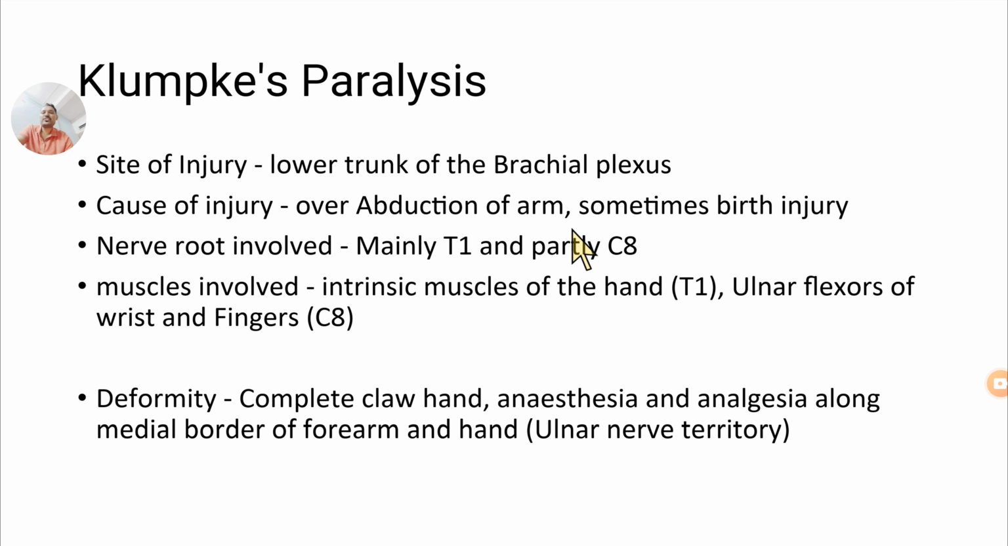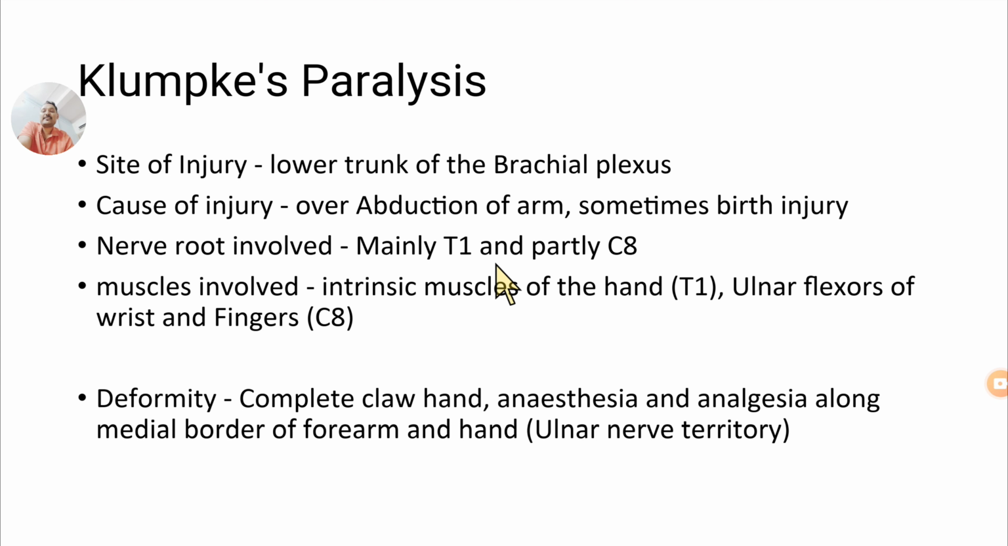So over-abduction of the arm in an adult, in cases of accident, or in a forceps delivery, this is possible, or a shoulder dystocia, I would say, where the shoulder is not coming out normally in that labor process, birth process. This may happen, called Klumpke's paralysis. The nerve roots mainly involved are T1 and partly C8.